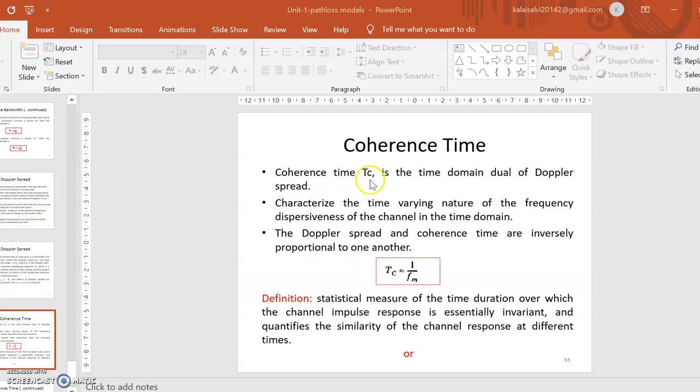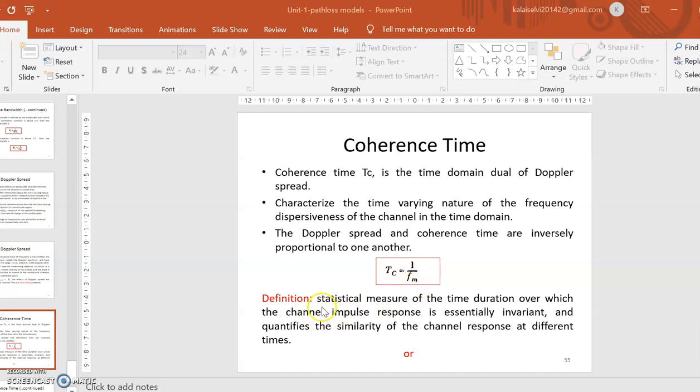Coherence time is denoted as Tc. It is the time domain dual of Doppler spread. Doppler spread is denoted by capital BD. This coherence time says about the time varying nature of the frequency dispersiveness of the channel in the time domain. In the time domain, it is explained by the coherence time. In the frequency domain, it is explained by Doppler spread. These two are inversely proportional to one another. So Tc is equal to 1 by F.